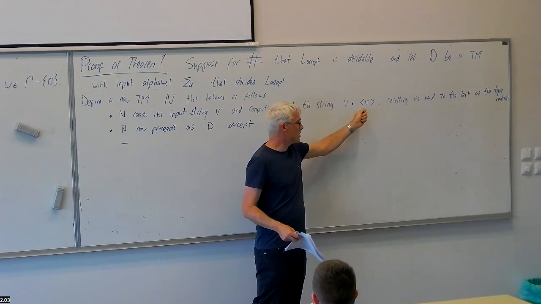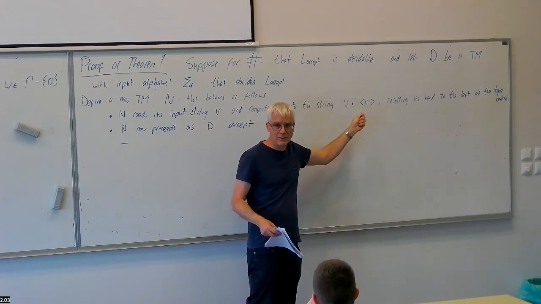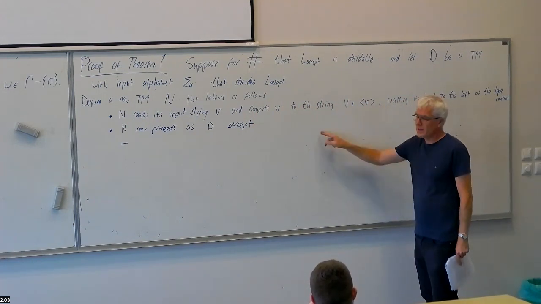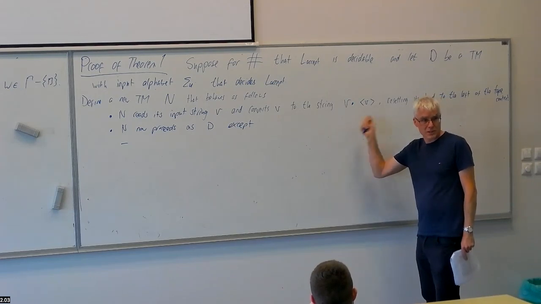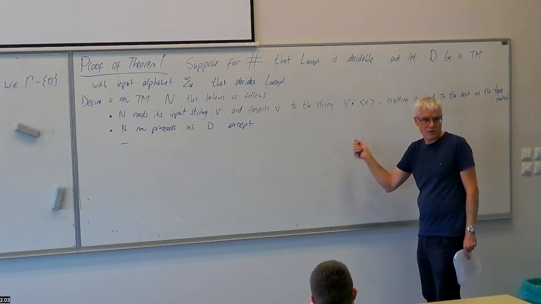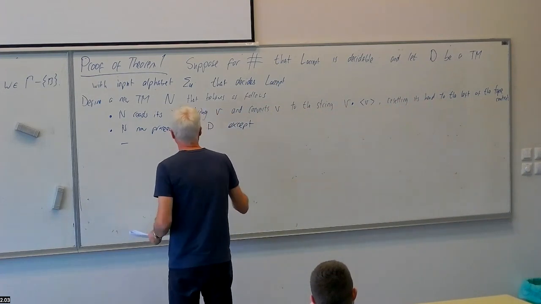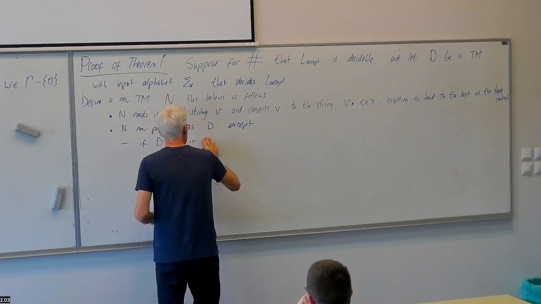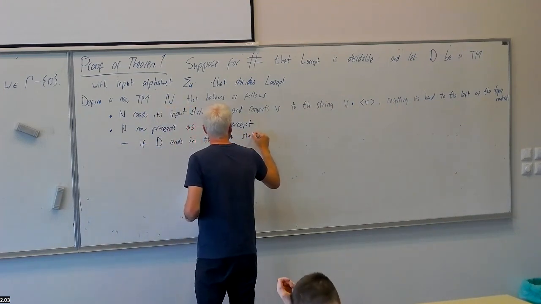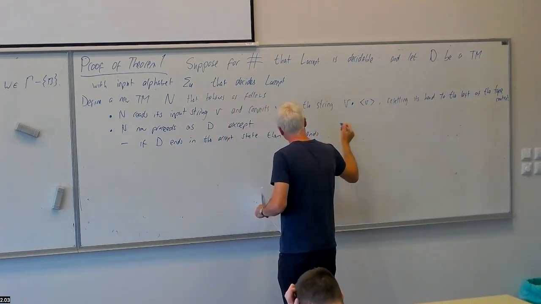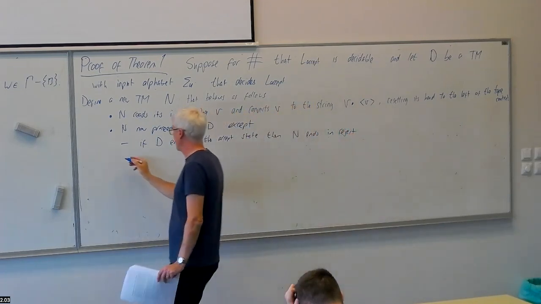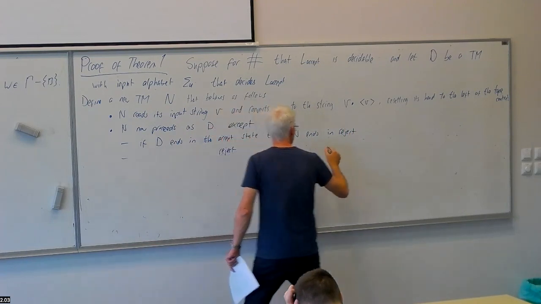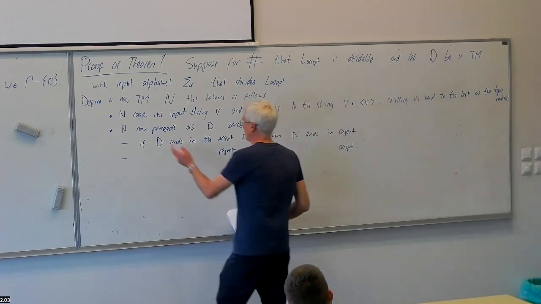The only thing it does is when machine D terminates, which it is bound to do because D decides a language, so D is guaranteed to terminate and either accept or reject for any input string. When D terminates, N flips the result of machine D. So if machine D accepted, N rejects, and if machine D rejected, N accepts. That is, if D halts in the accept state, N halts in reject, and conversely, if D halts in the reject state, N halts in accept.